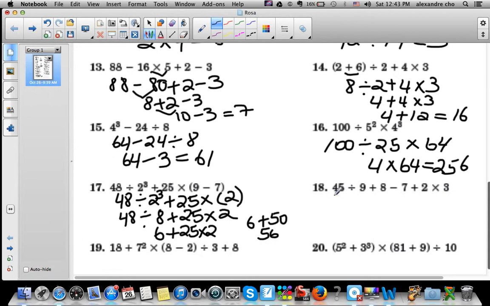On this side, number 18, no parentheses, no exponents, multiplication and division shows up. So we'll do this one first because it comes up first. And that's 5 plus 8 minus 7 plus, and we can do this, 2 times 3, it's 6. Now you're left over with addition or subtraction. You do whichever one comes first. 5 and 8 is 13. Let me copy that. Minus 7 plus 6. We'll do 13 minus 7, which is 6. And then we'll add the 6, and you get 12.